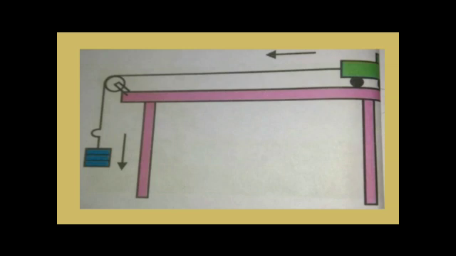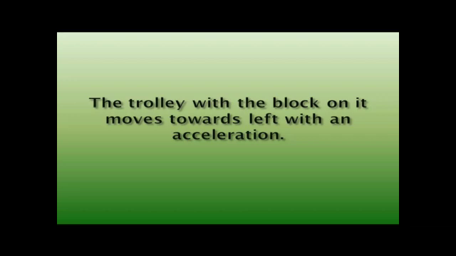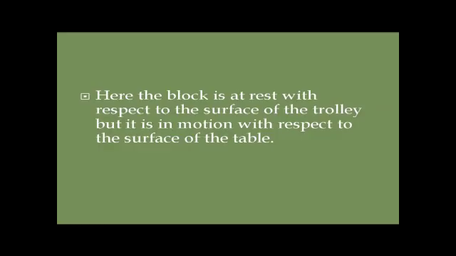Number 3. Keep a small wooden block on the toy trolley and put a small weight on the weight hanger. What do you observe? The trolley with the block on it moves towards the left with an acceleration. Here, the block is at rest with respect to the surface of the trolley, but it is in motion with respect to the surface of the table.